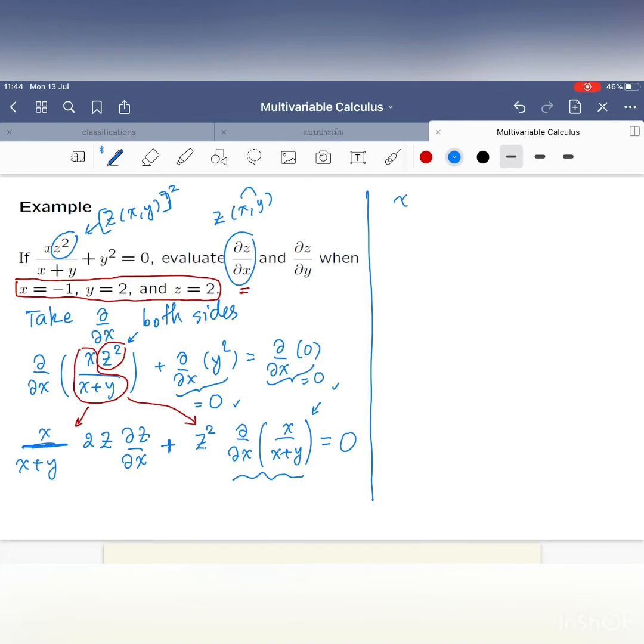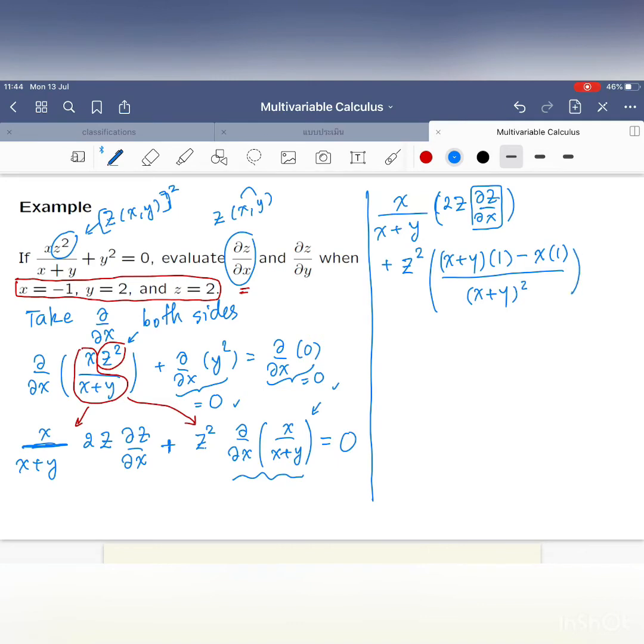We just copy this one because it is already done, 2z dz by dx. And don't forget that this is the one that you need. But the second term, you need to use the quotient rule, right. So it is the bottom times the derivative of the top with respect to x minus the top times the derivative of the bottom with respect to x, over your bottom square, and then make it equal to 0.